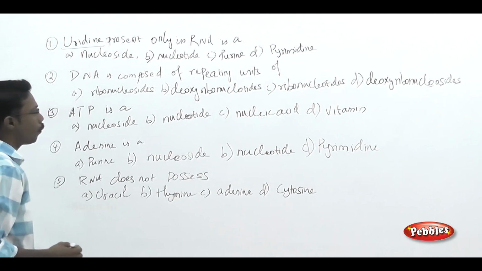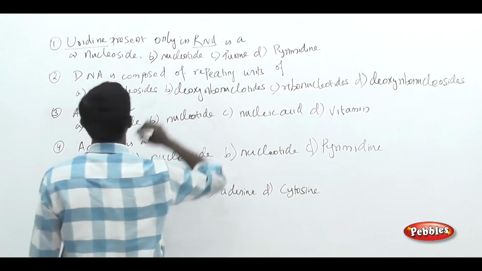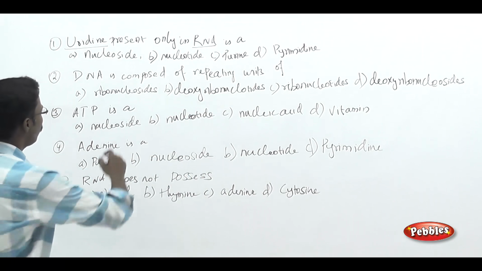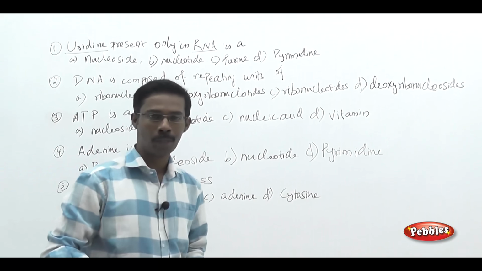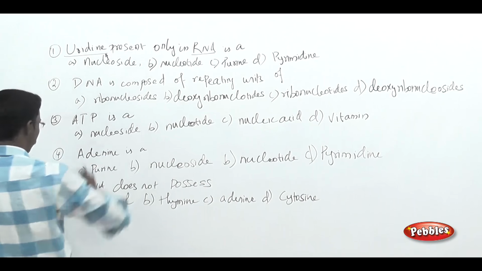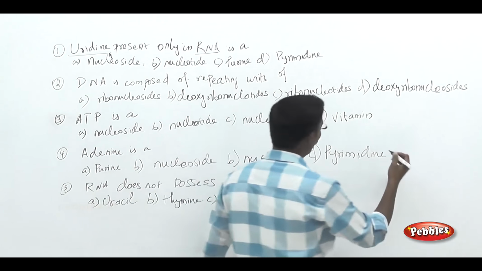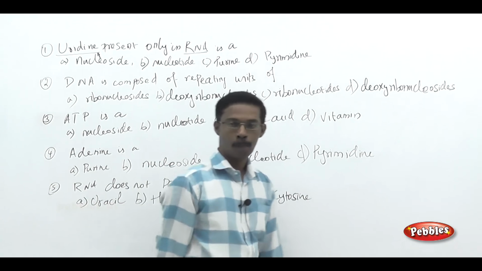Uridine present only in RNA, that we know. Uridine present only in RNA is a nucleoside, nucleotide, purine or pyrimidine. You have to choose the correct answer for the term uridine. We will recall the terms: what is nucleoside and nucleotide, and purines and pyrimidines?